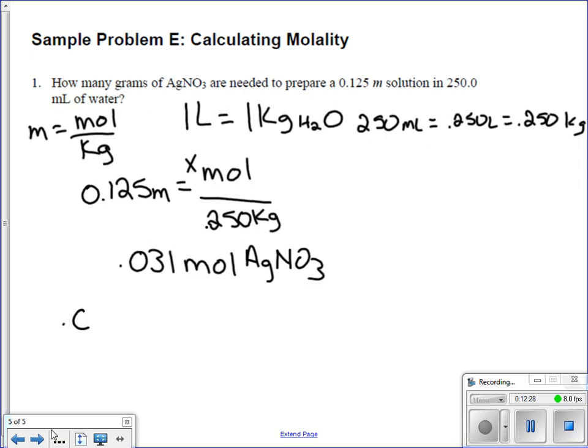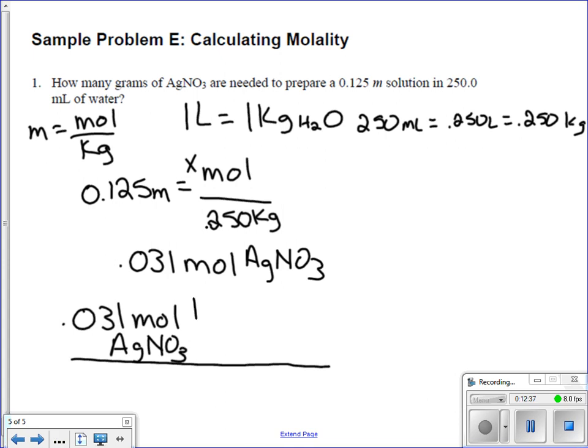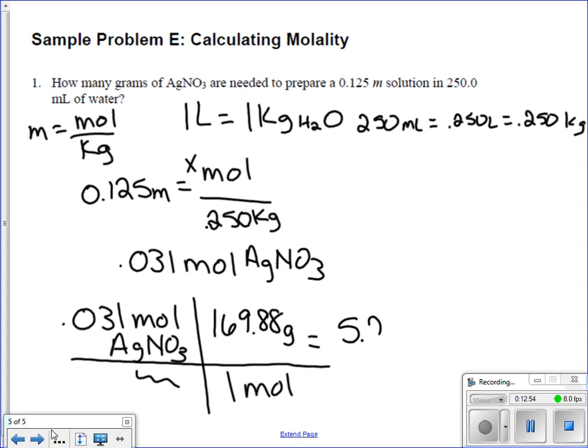So now 0.031 moles of silver nitrate. We put 1 mole of silver nitrate on the bottom. We add up all the masses, and you should get 169.88 grams. Multiply across the top, divide by what's on the bottom. You should get something close to 5.27 grams of silver nitrate.